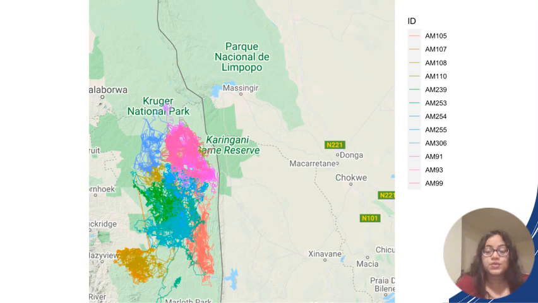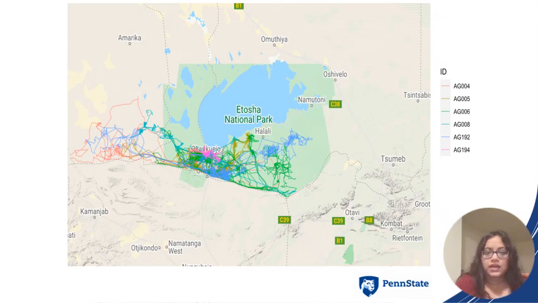Now, this figure depicts a movement path for elephant groups at Kruger National Park. The results indicated that changes in temperature play a smaller role in influencing the transition between states for Etosha elephants compared to the Kruger elephants. And here you can see the overall movement pattern for the Etosha National Park.